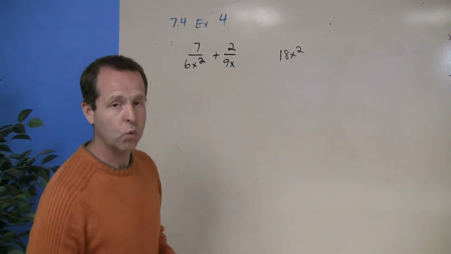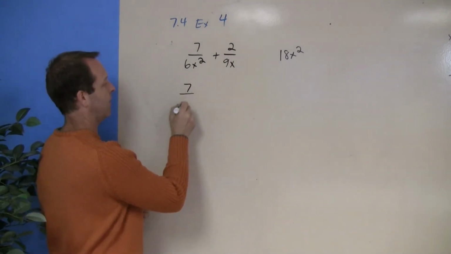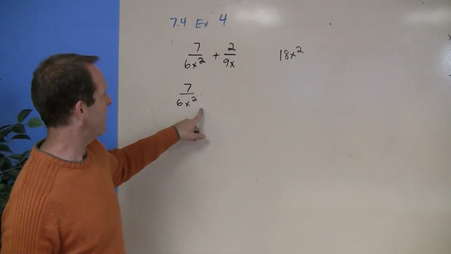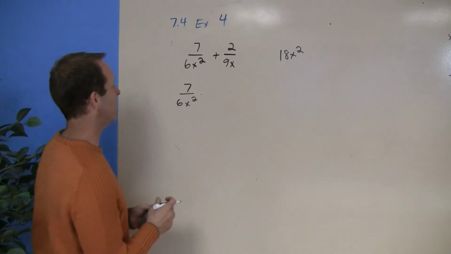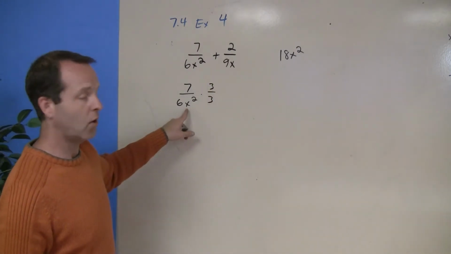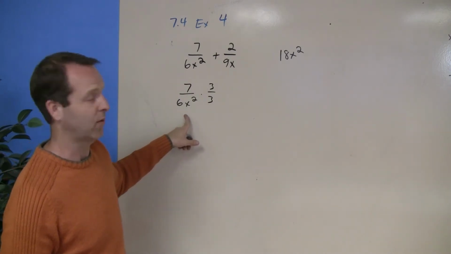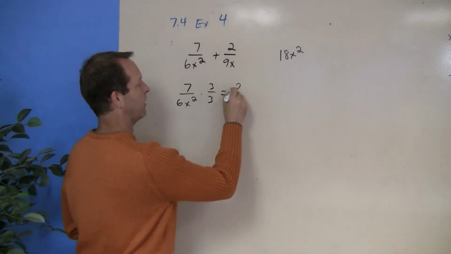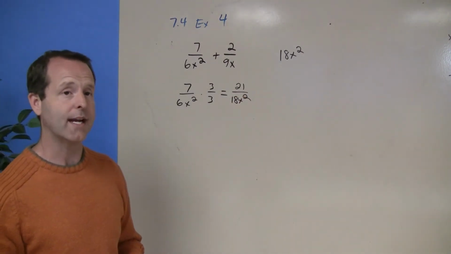So if both denominators were 18x squared, then I can go ahead and add these two rational expressions. 7 over 6x squared. How do I ensure that this first denominator has an 18x squared in it? Well, I'm going to multiply it by a clever version of 1. And the clever version of 1 I'm going to choose is a 3 over a 3. Remember, I can multiply the number 1 to any fraction or rational expression and will not change its value. So I'm going to choose 3 over 3. And in doing so, this gives me 21 over 18x squared. So there's one of my 18x squareds.